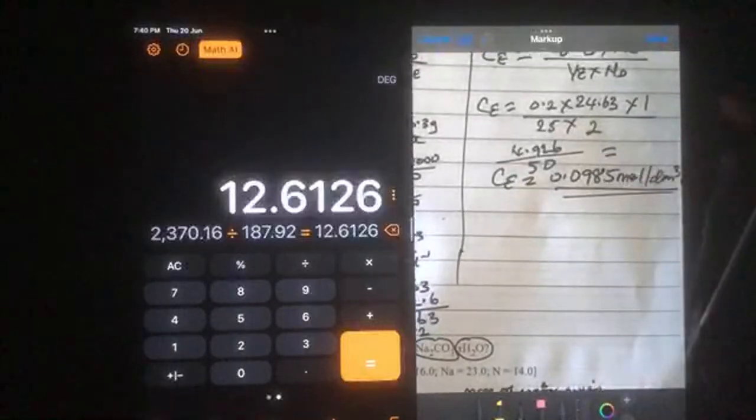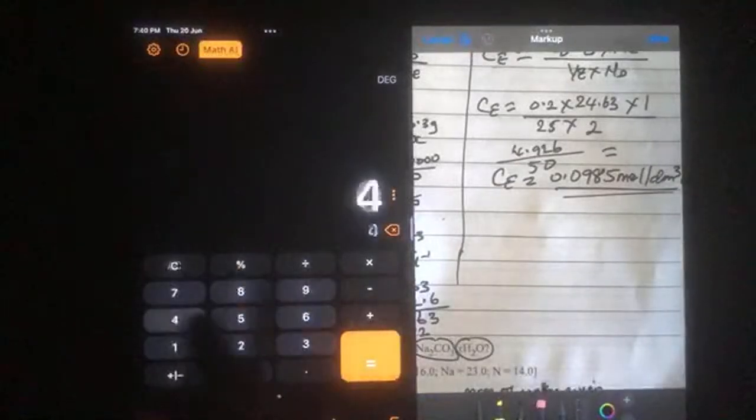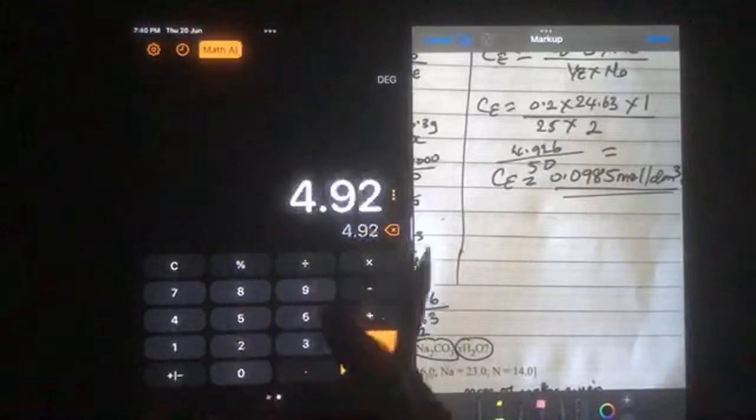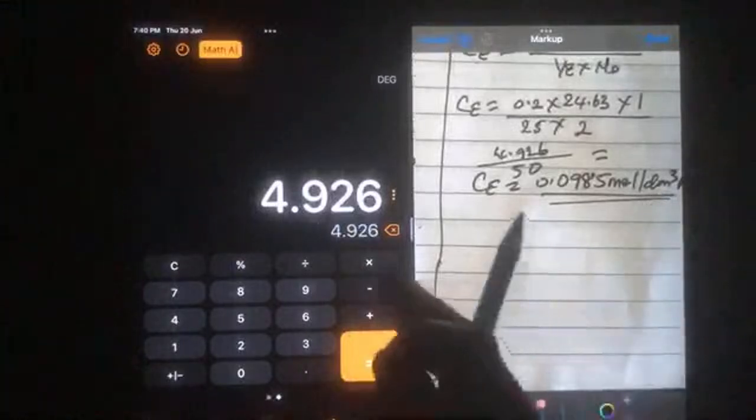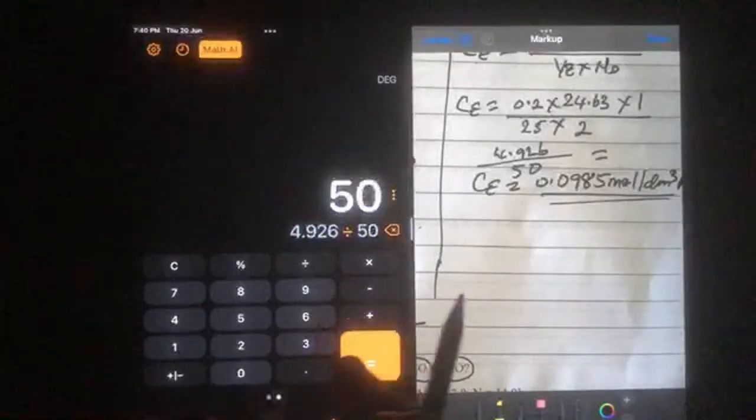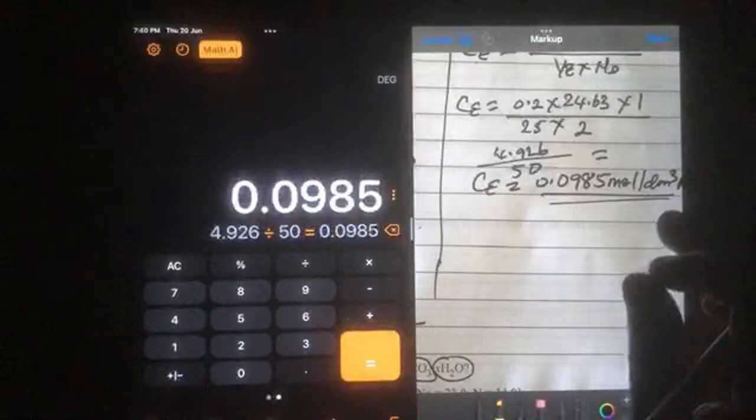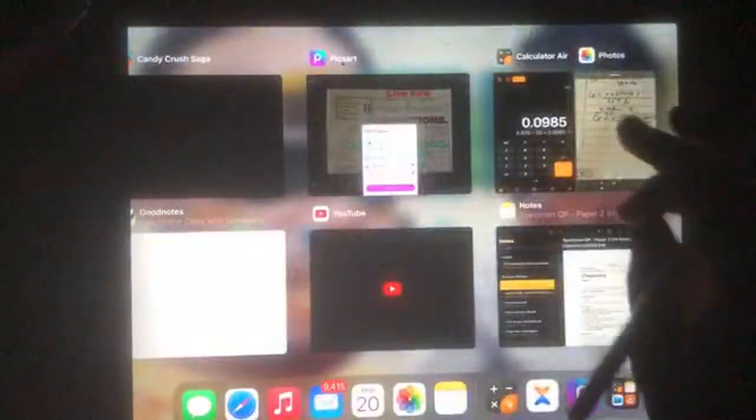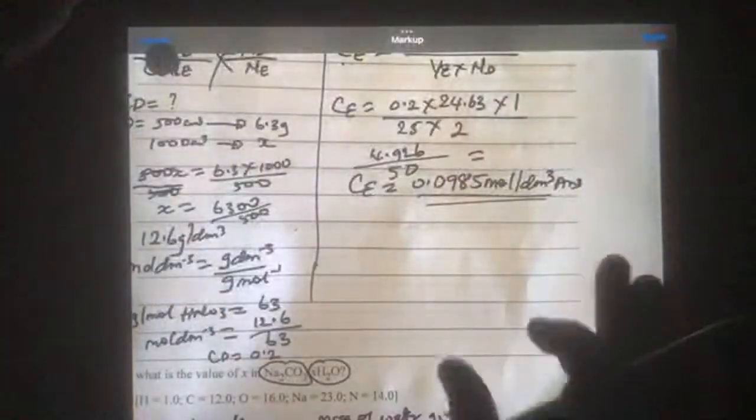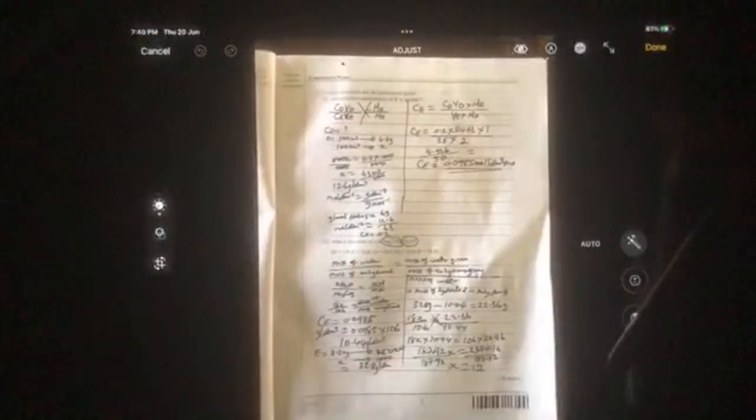Question is 4.926 divided by 50. Let me confirm again. 4.926 divided by 50 is 0.0985. It is in order. Okay, so we are on the same page. We are done here. Go to the next question.